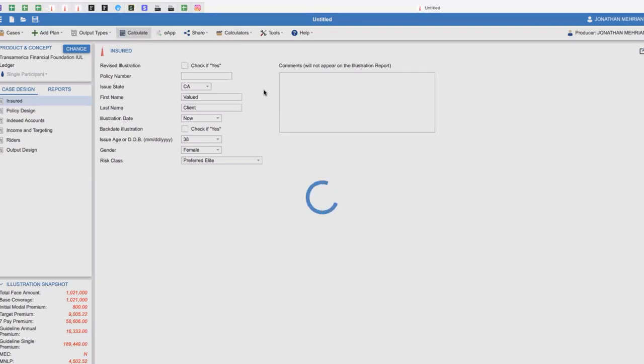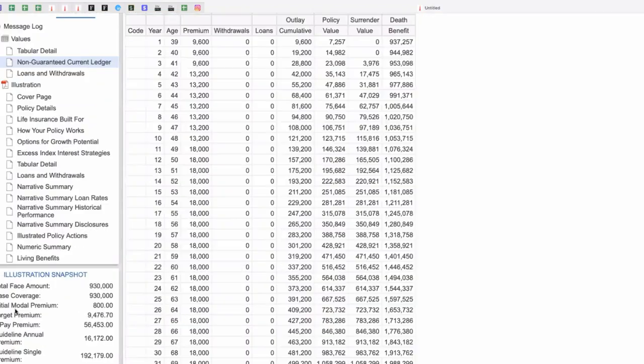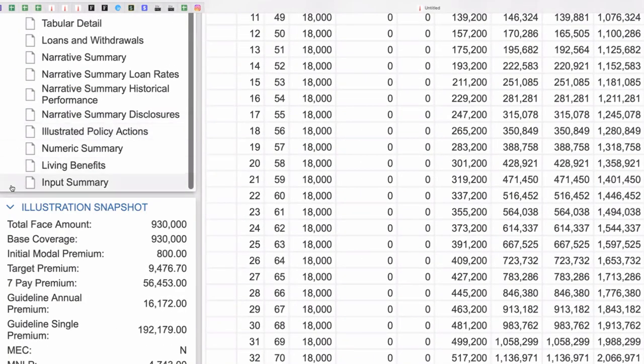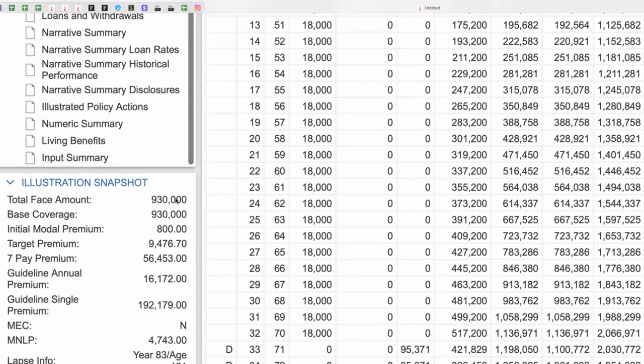Look what happens. First of all, for the same amount of money, instead of qualifying for over $1 million of insurance, it now gets cut down to $930,000. Why? She's older. She was at what? $1,020,000 of insurance. It got cut down by about $100,000.